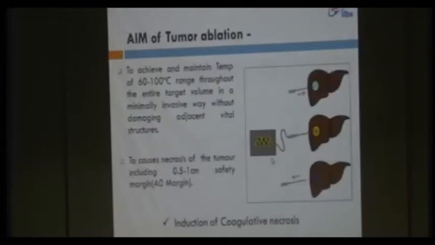Our overall aim at the time of ablation is to achieve and maintain a temperature in the range of 60 to 100 degrees centigrade within the tumor without damaging the adjacent organs, and it leads to complete necrosis of the lesion as well as an adjacent rim of tissue, equal to R0 resection in surgery.